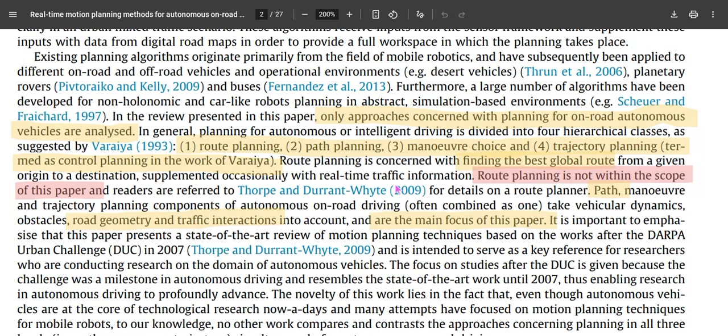Here I have to mention that though this paper is not well written, the reason we chose this paper is to understand the overall mechanisms around autonomous navigation related to the planning algorithms. This paper says that they are not mainly focused upon route planning; they are mainly focused upon path planning, and maneuver planning, which is something like behavior planning, and trajectory planning.